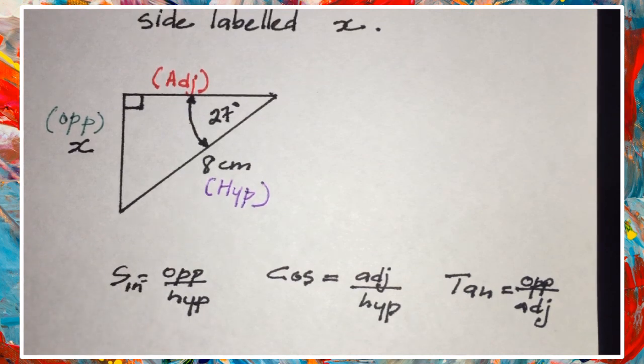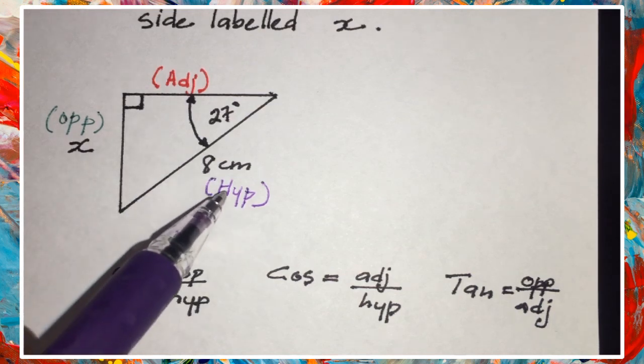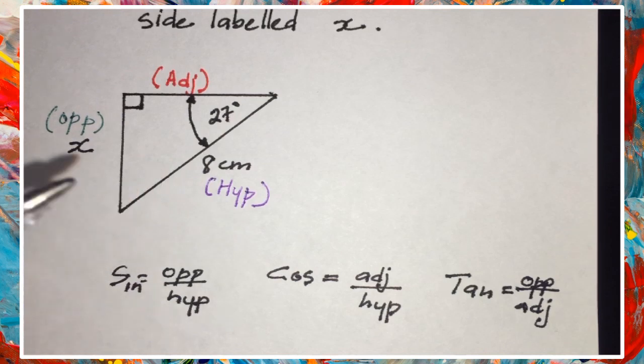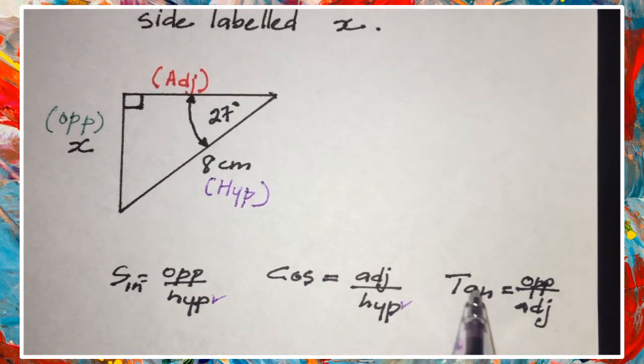So we're going to go through and check to see which ratio it is that we're going to use. Look at it. We were given the hypotenuse. Notice that hypotenuse is 8 centimeters. So the ratio that we're going to use must have hypotenuse. So this has hypotenuse, this has hypotenuse. So straight away we know we're not going to use tan.